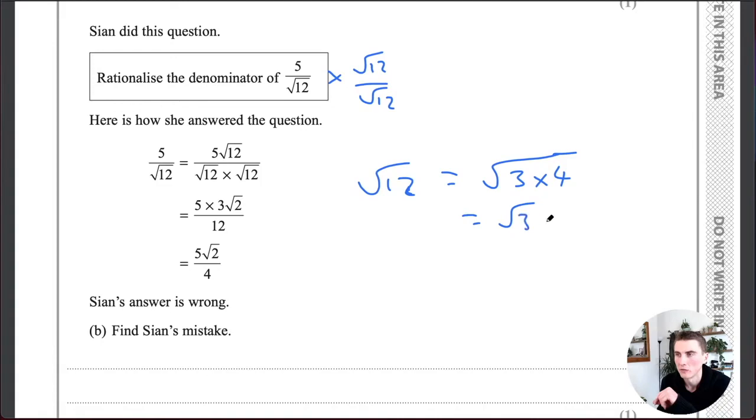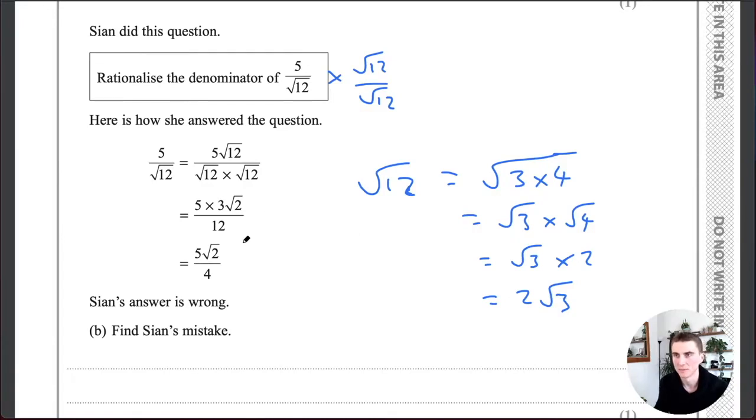That's the same thing as root 3 times root 4, which is the same thing as root 3 times 2, because the square root of 4 is 2. So I just turn this around now, that gives me 2 root 3. If I have root 3 times 2, you have 2 of them, it's 2 root 3. So she wrote 3 root 2, when she should have written 2 root 3. So I would just write down here: root 12 is actually 2 root 3, not 3 root 2.